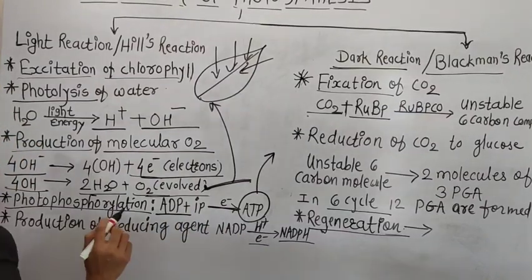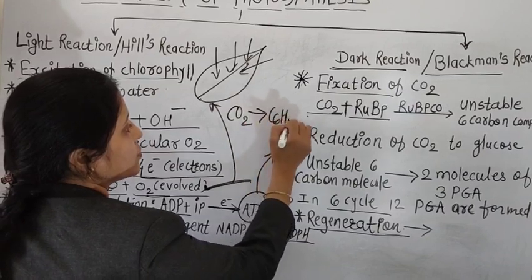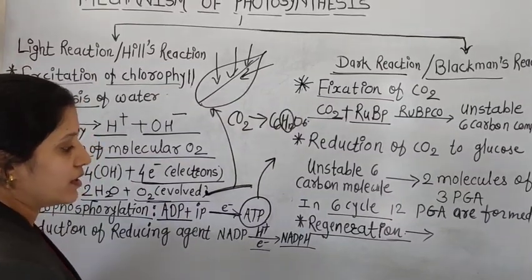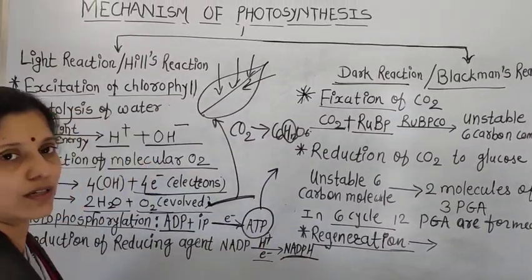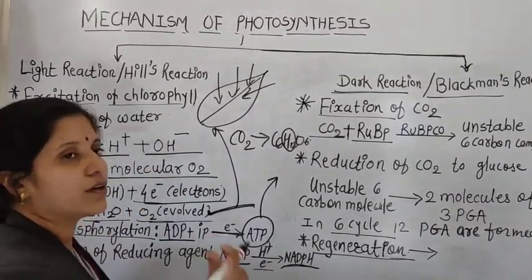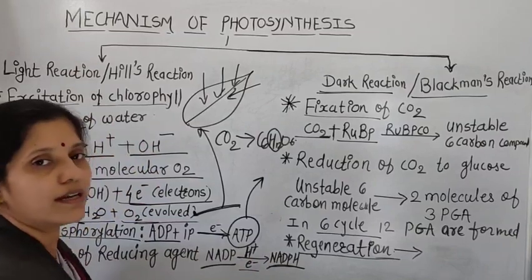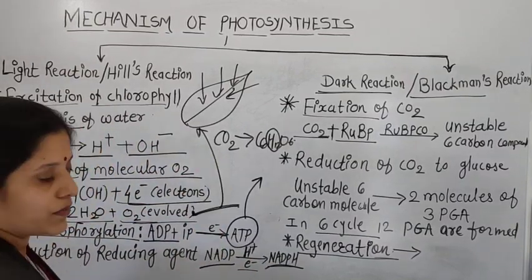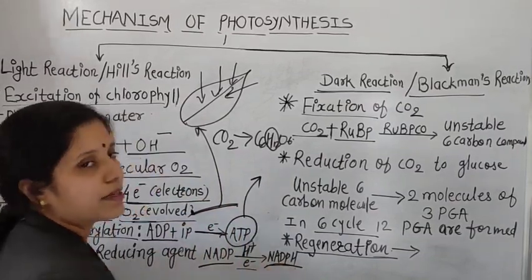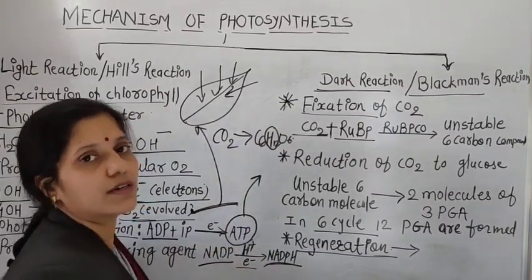Second, production of reducing agent. We know that CO2 is reduced to glucose, C6H12O6. So here addition of hydrogen in the reduction of carbon dioxide occurs with the help of reducing agent NADPH. Here NADP gets reduced. NADP, nicotinamide adenine dinucleotide phosphate, absorbs H ion released in the process of photolysis of water. Electrons which are free in the photolysis of water, together they form NADPH, the reducing power. This reducing power will be utilized in the dark reaction.